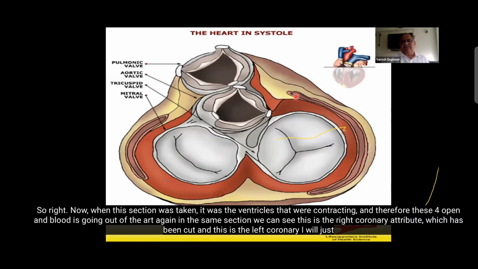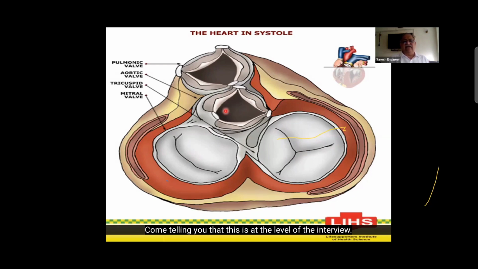Again, in the same section, we can see this is the right coronary artery which has been cut, and this is the left coronary artery which has been cut. Telling you that this is at the level of the atrioventricular junction, at the level of the coronary sulcus, at the level where there is the skeleton in the heart.